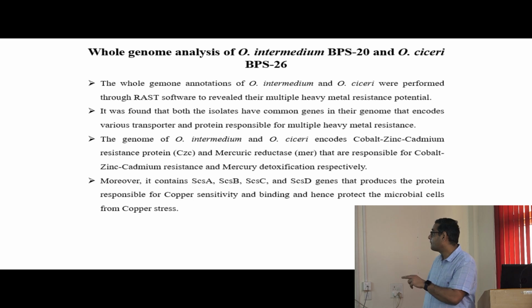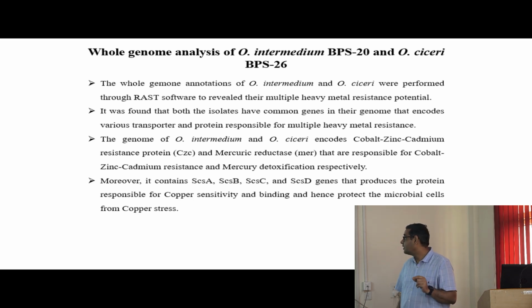So we see that we have these specific cobalt, zinc, cadmium resistance protein and mercury reductase, which are responsible for cobalt, zinc, cadmium resistance and mercury detoxification. So after that, it also contains, because when we did the analysis, these genes like SCS A, B, C and D genes were also important and responsible for copper sensitivity and binding, helps protect the microbial cells from copper stress. Why this microbe was not dying under extreme heavy metal stress? Because of these specific genes and proteins.